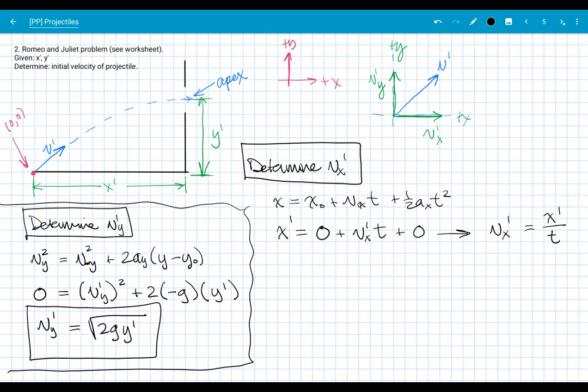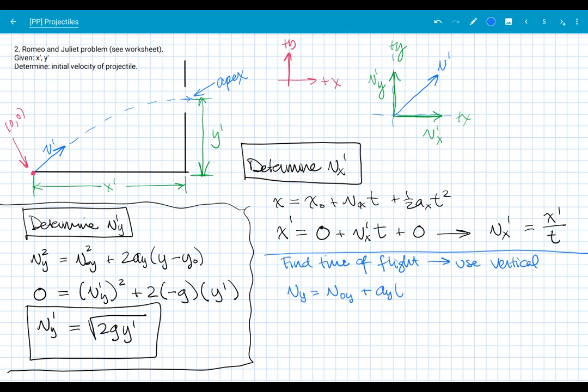So in order to get time of flight, I often will go to my vertical motion. And now I know a whole bunch about the vertical motion, so that's kind of nice. So I'll switch gears here and I'm going to say find time of flight. In order to do that, I'm going to use the vertical. So the particular equation that I'm going to use in the vertical actually is Vy equals V naught y plus a_y t. So this is just velocity with respect to time.